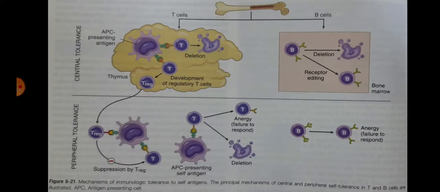Now let's talk about peripheral tolerance. Several mechanisms silence potentially autoreactive T and B cells in peripheral tissues. These are best defined for T cells. These mechanisms include the following.